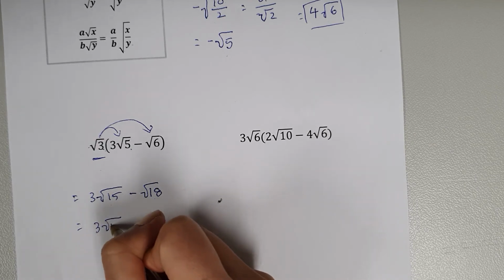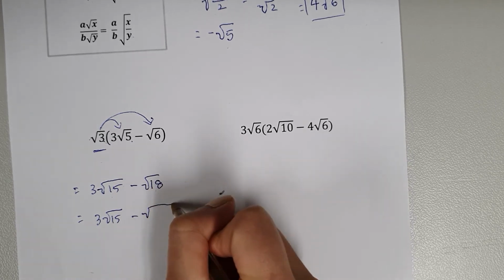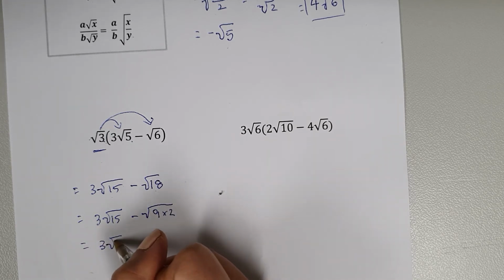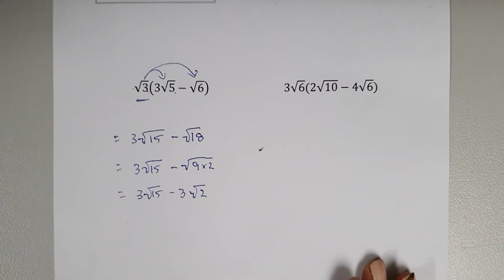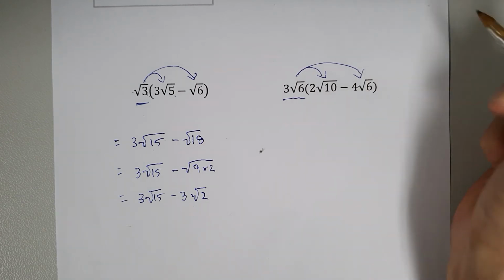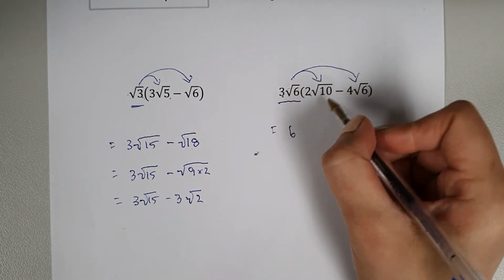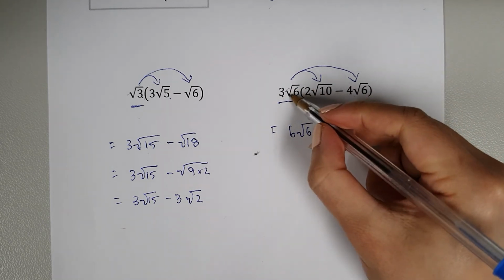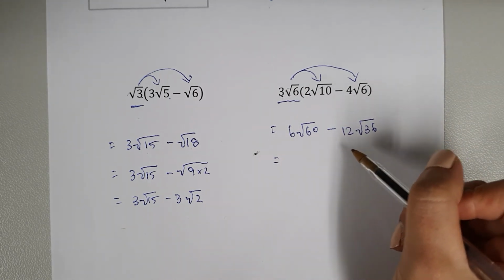So 3 root 15, we can't simplify root 15, but we can simplify root 18, because 18 can be split into 9 times 2, and the square root of 9 is 3, so that gives us 3 root 15 minus 3 root 2, and that's the best that we can do for this one over here. For the next one, same thing. This term is going to be multiplied with every other term on the inside. So 3 times 2 is 6, and square root of 6 times square root of 10 is square root of 60, minus 3 times 4 is 12, and square root of 6 times the square root of 6 is the square root of 36. And obviously we can simplify these.